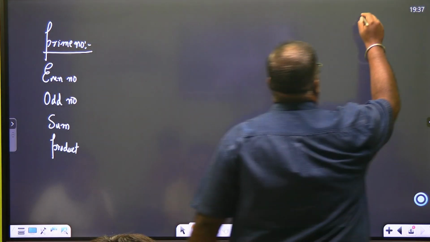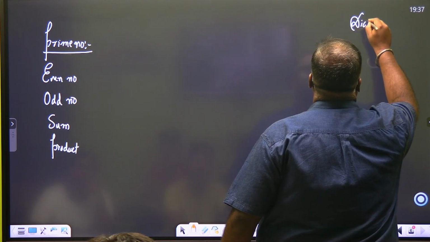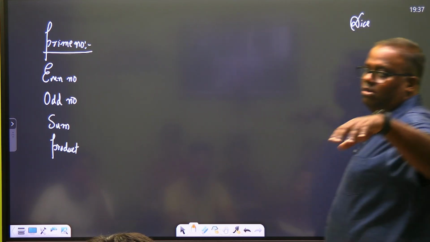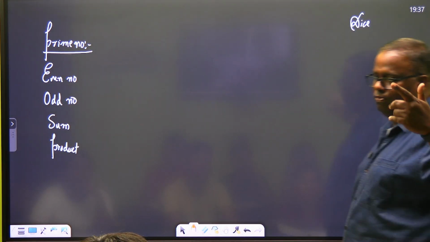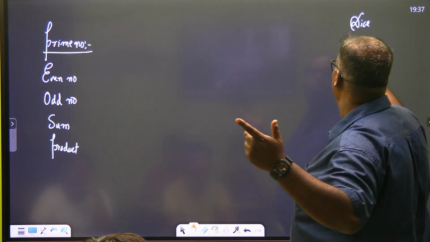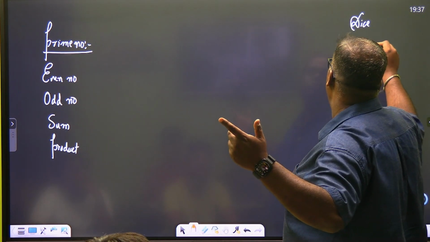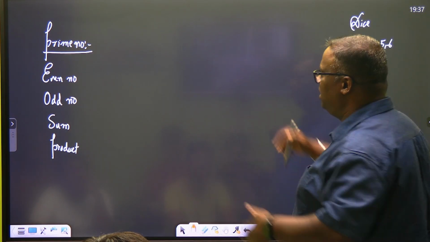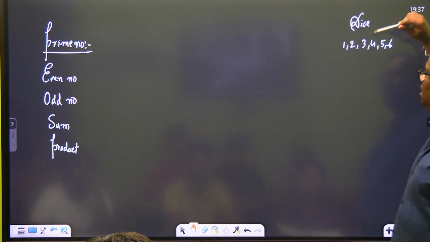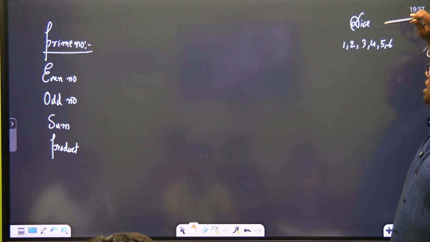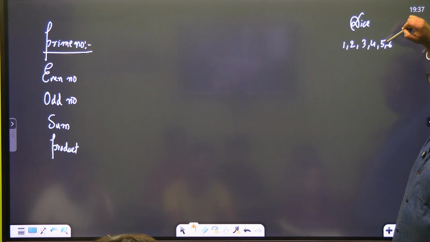Okay, so if you look at the dice of Ludo, then what are the outcomes in Ludo? 1, 2, 3, 4, 5, 6. So let's take 1, 2, 3, 4, 5, 6 and try to qualify them something like this. How many even numbers are out here? 3 even numbers, 3 odd numbers. How many prime numbers? 2, 3, 5 are prime numbers. 1 is neither prime nor composite.